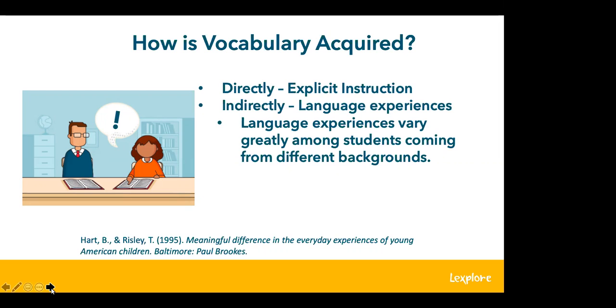So, if vocabulary is mostly acquired through experience, we need to carefully consider students who may not have the same opportunities and exposure to these language developing experiences. The research of Hart and Risley states that by age 3, the children in professional families would have heard more than 30 million words. The children in working class families, 20 million words, and the children in welfare families, 10 million. Let's think about how those lack of language experiences affect learning.